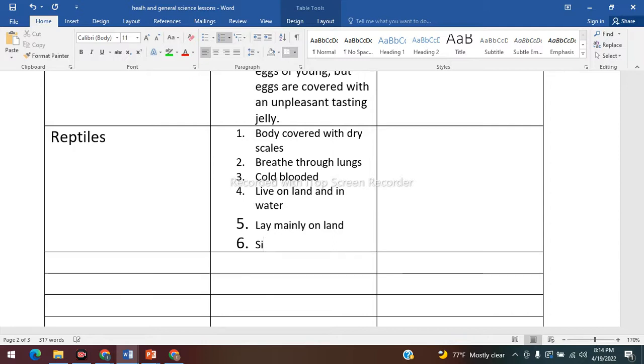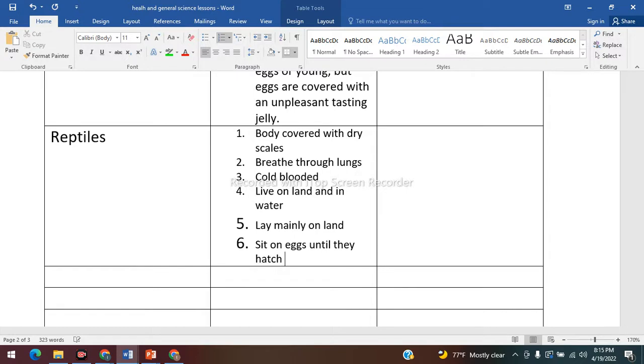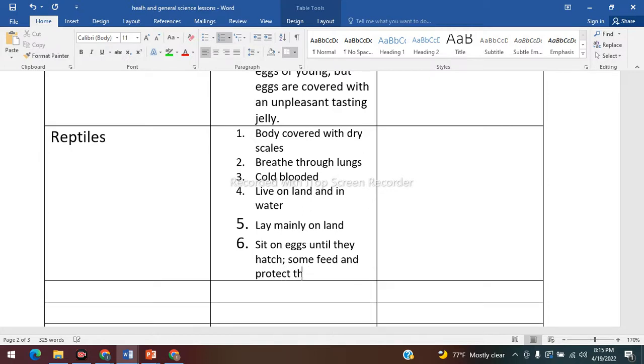Okay, all right, let's move on. Who doesn't love reptiles? They sit on eggs until they hatch. So in a way they're like birds, I guess. Yeah, in a way. Some feed and protect their young.